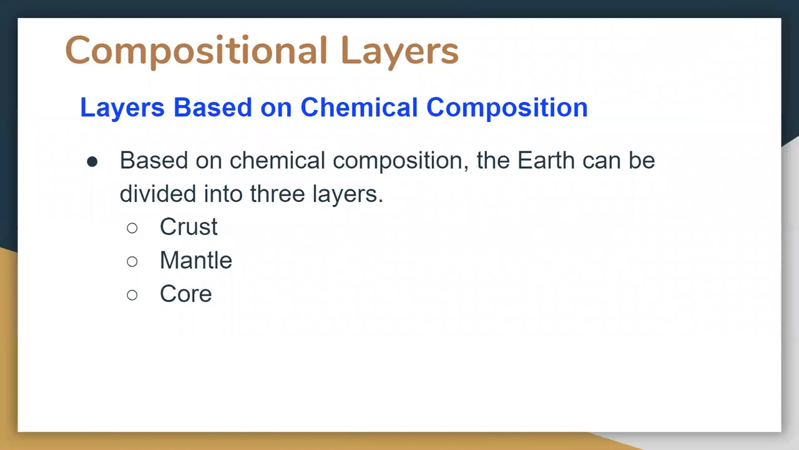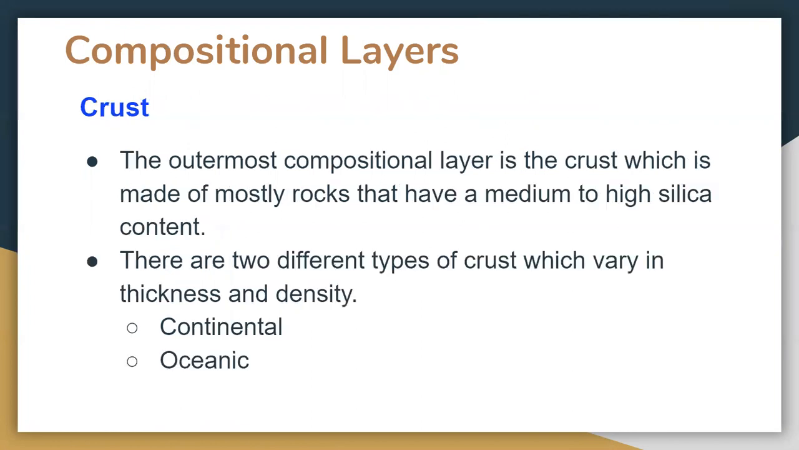So first, let's look at the compositional layers. This is maybe a simpler way to look at it. Based on chemical composition, the Earth can be divided into three layers. The outer layer would be the crust, the second layer is the mantle, and then at the very center of the Earth is the core.